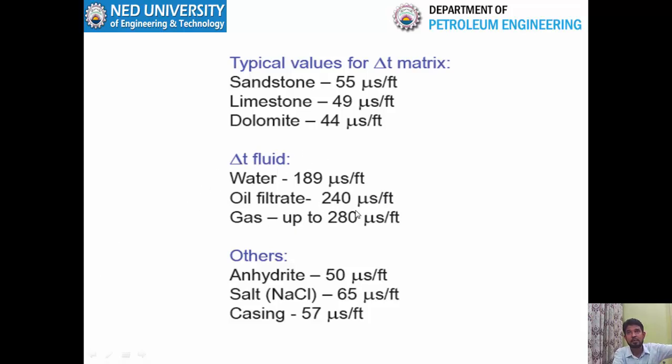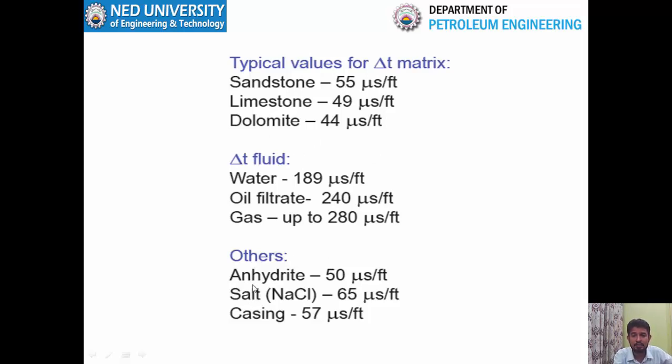So once you identify that this zone is sandstone and containing oil, for sandstone you will be using 55 microseconds per foot for delta T matrix, and for oil you will be using 240 microseconds per foot for delta T fluid. Similarly, if you have identified that this is limestone containing, for example, gas, you will be using 49 and 280 microseconds per foot. So these are the typical numbers.